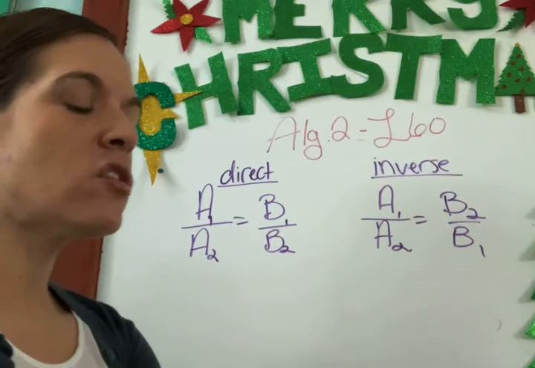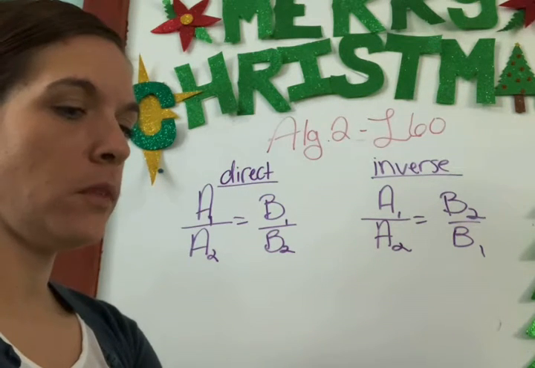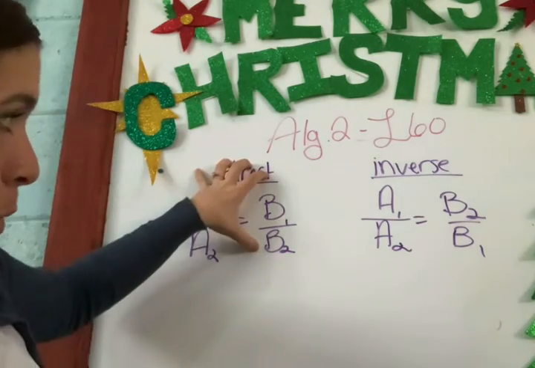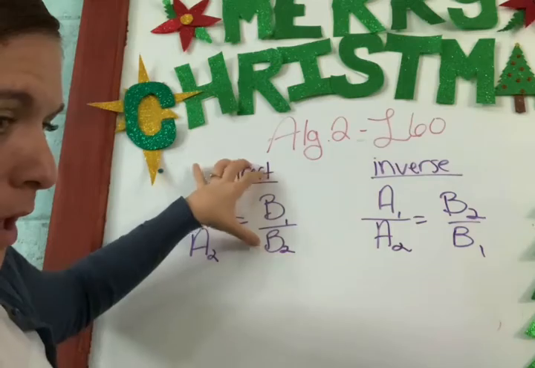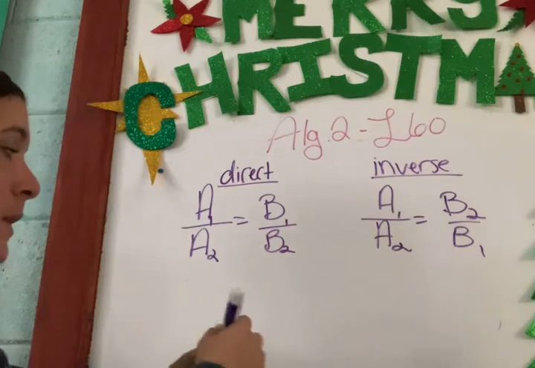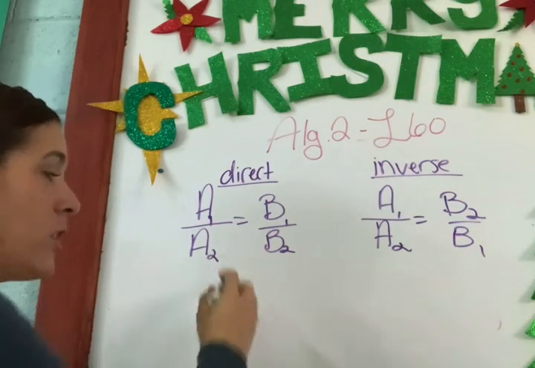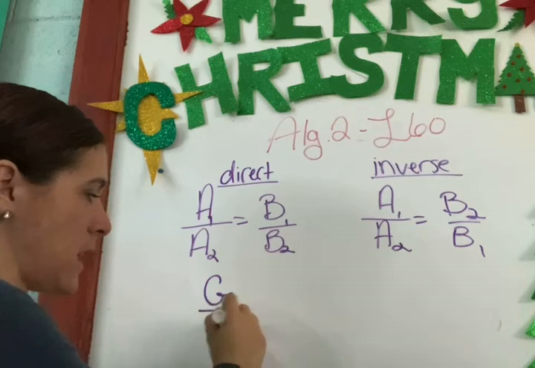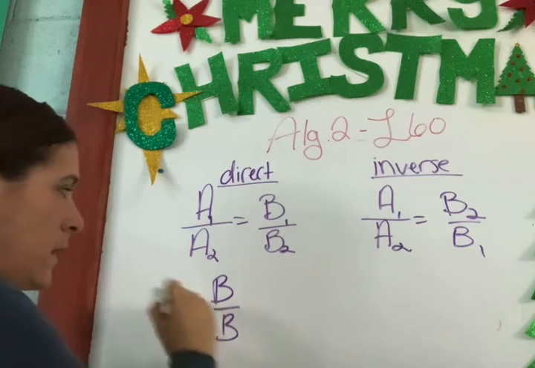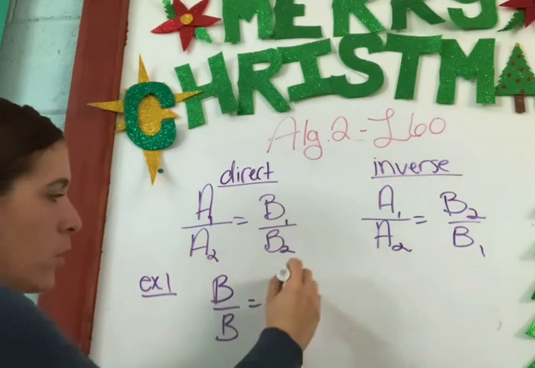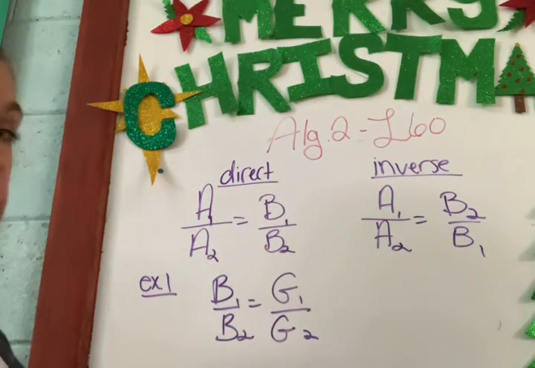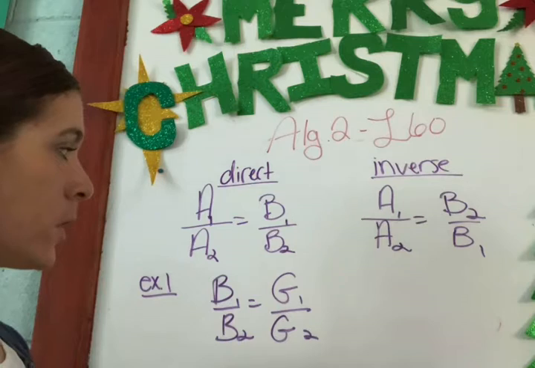Look at what it says in example 1. The number of boys in every classroom of a school varies directly as the number of girls. This is the easy one. So that means A is boys, B is girls, and we can use B over B equals G over G. This is 1, 2, 1, 2. Nothing changes, nothing flips. That's how you're going to set that one up.